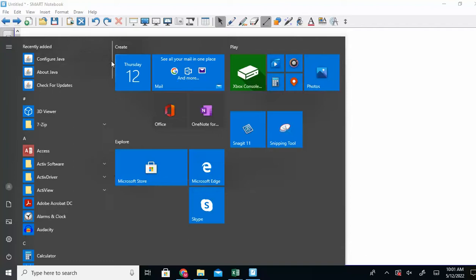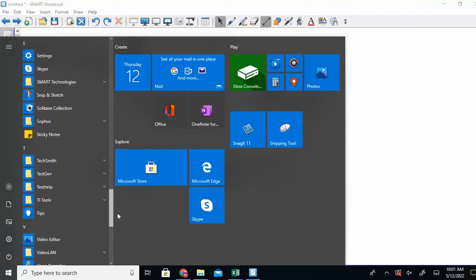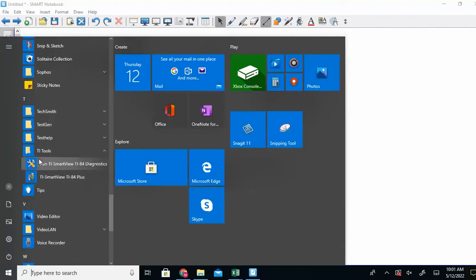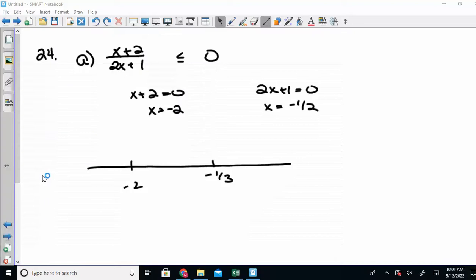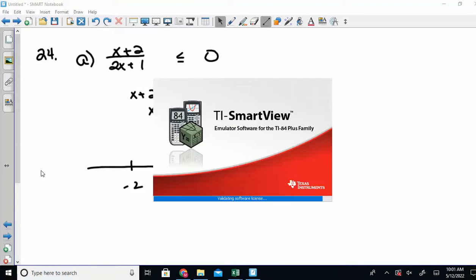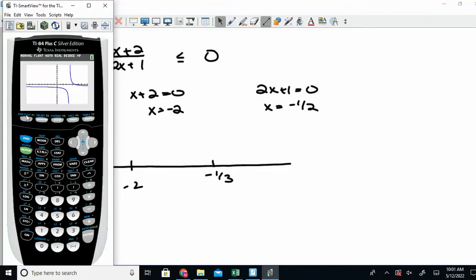So grab a graphing calculator. And we want to graph the original. Include parentheses around the top and bottom. So we have x plus 2.